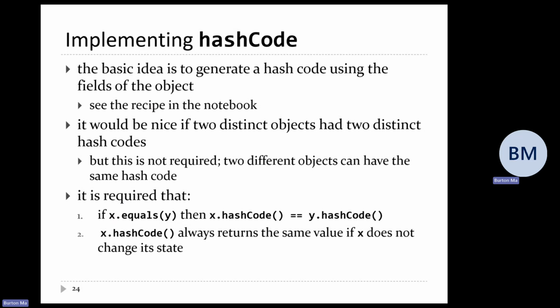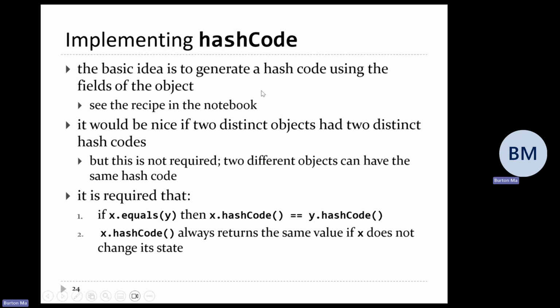Similarly, hashCode can't be random. You can't randomly return an integer value for hashCode. If it's random, hash tables are going to jump to random locations whenever you ask for or put an object into the hash table. So if you don't change the state of x, x.hashCode must return the same value every time.